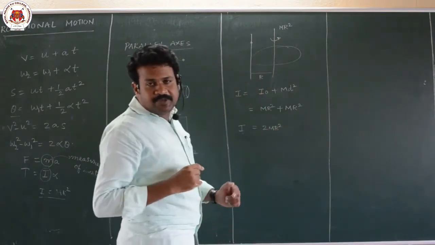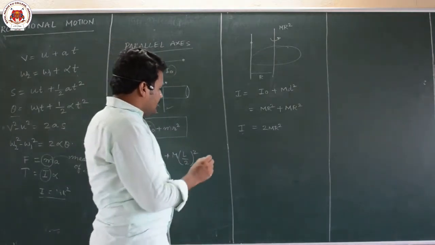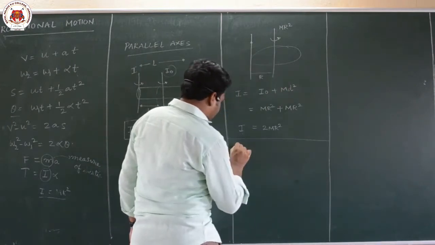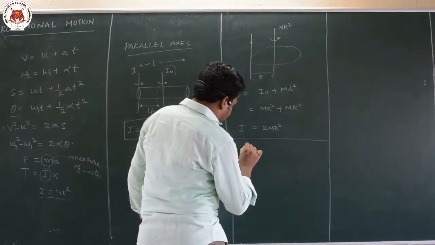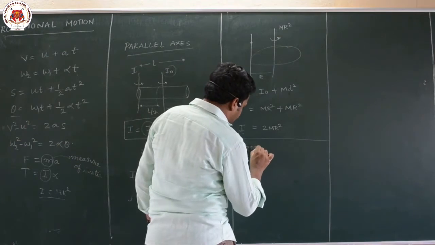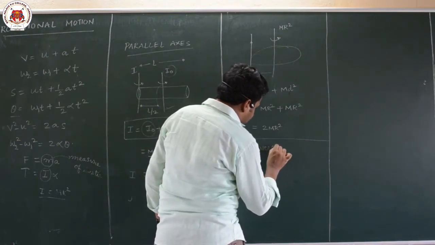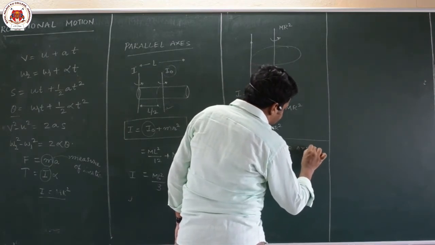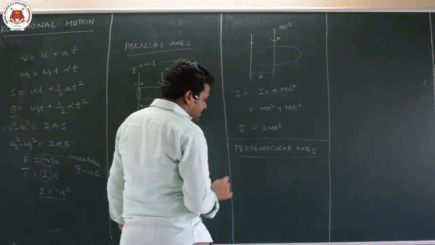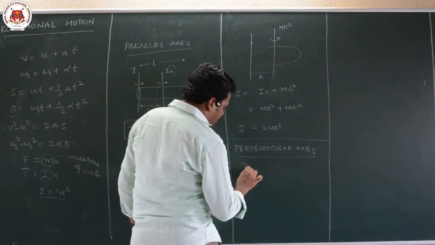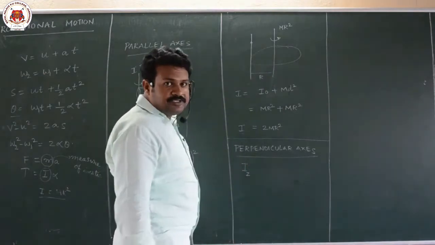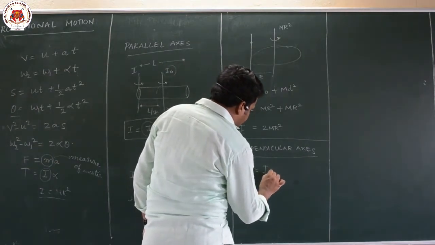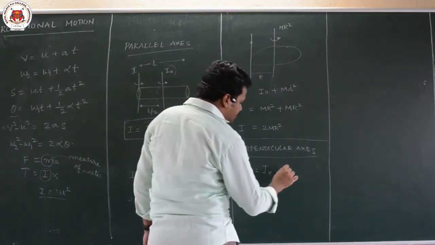This is how you have to apply the parallel axis theorem. Next is the perpendicular axis theorem. In the perpendicular axis theorem, it is very simple. Iz, the moment of inertia along the z axis, is equal to the moment of inertia along x plus the moment of inertia along y.